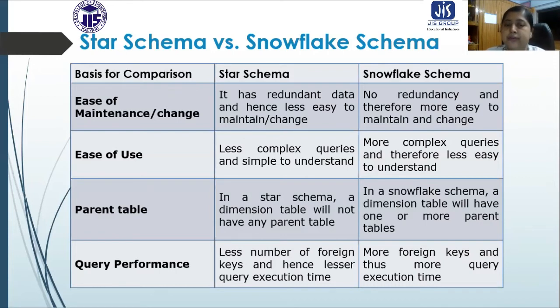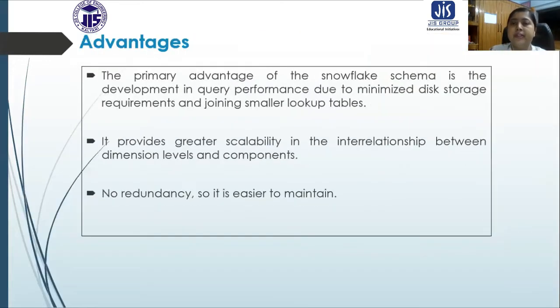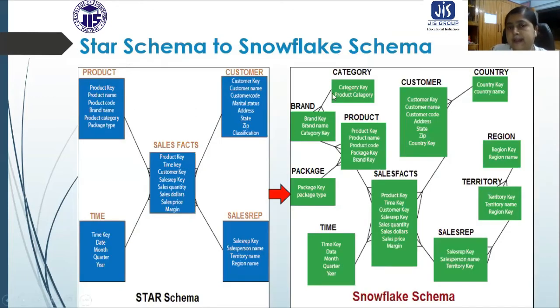Now parent table. In a star schema, a dimension table will not have any parent table. But in a Snowflake schema, a dimension table can have a parent table, because a dimension table is connected with another dimension table. So there is a parent-child relationship between those, because all tables are connected through referential constraints, through the foreign key. So there may be one or more parent tables. You can see in these examples, for category, here you can see the brand and then product. So one or more parents can be there.